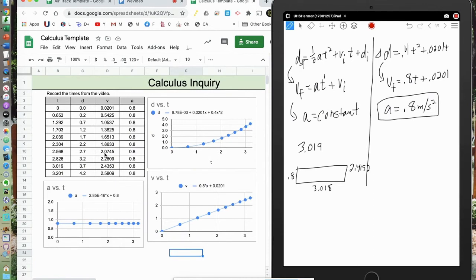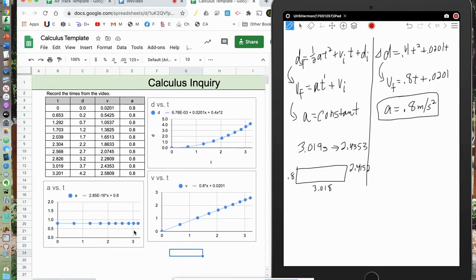0.0201, and I get a velocity at time. So at time 3.019 seconds, the instantaneous velocity should be 2.4353. And if you look here at the 3.019, that's what the velocity is, 2.4353. So I found that by finding the area of this rectangle up to 3.019, and then I added on the initial velocity, and that gave me the instantaneous velocity at 3.019 seconds.